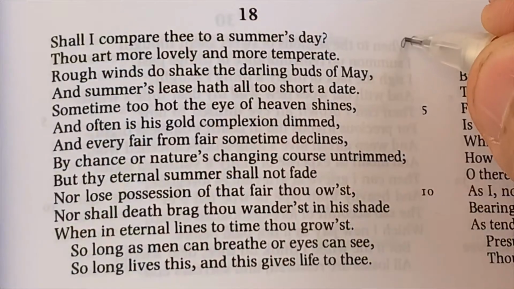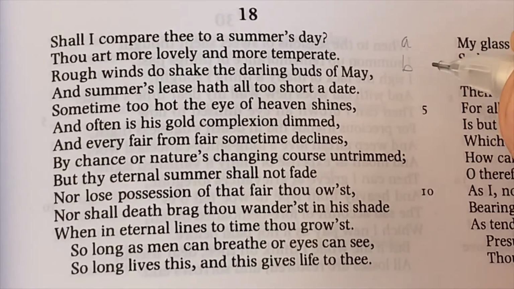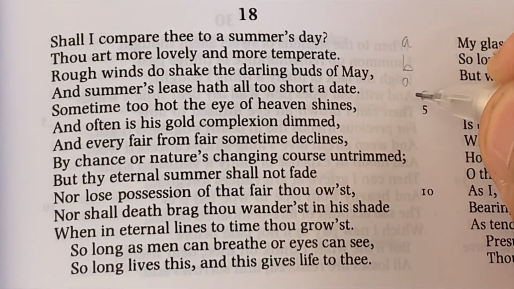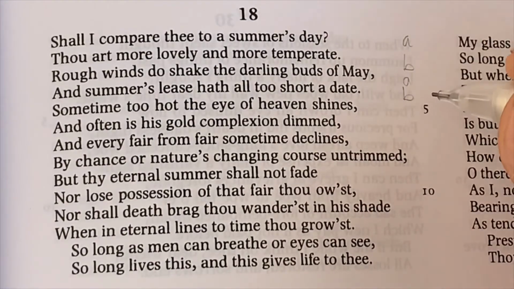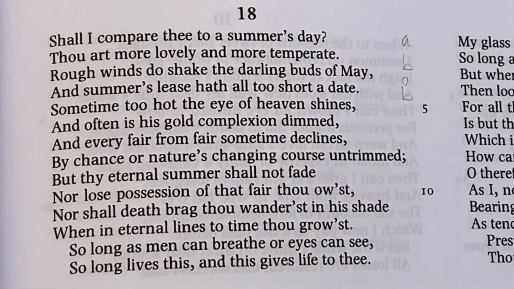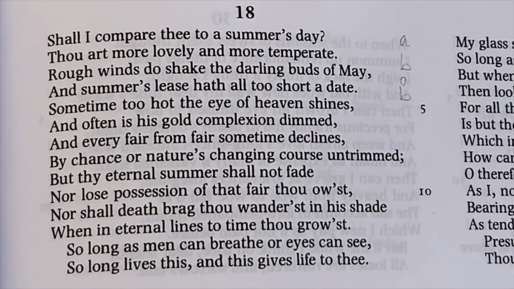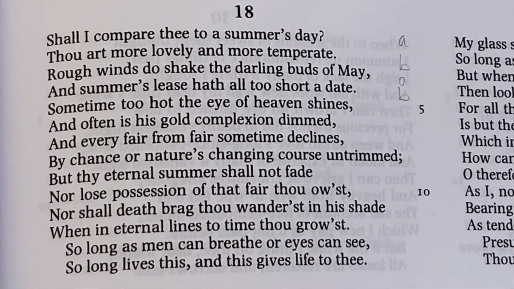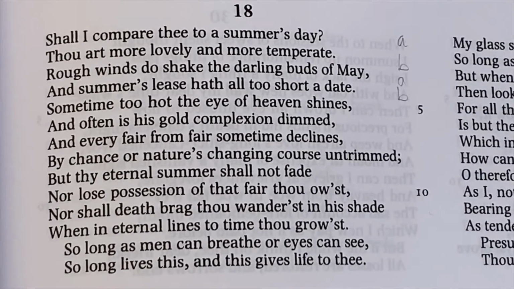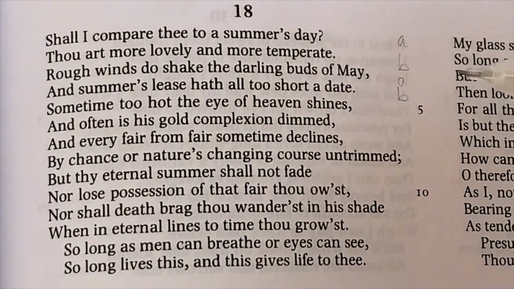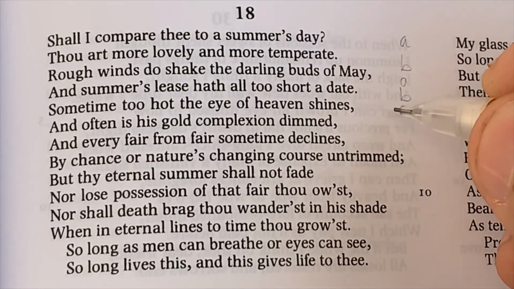In this case, the pattern is made up of quatrains, and quatrains are a stanza of 4 lines. So you can find them by looking at the rhyme scheme. Day, temperate, May, date. Date and temperate rhyme, but that's an example of where Elizabethan pronunciation differs from our modern American pronunciation. So A, B, that's what we call the quatrain.